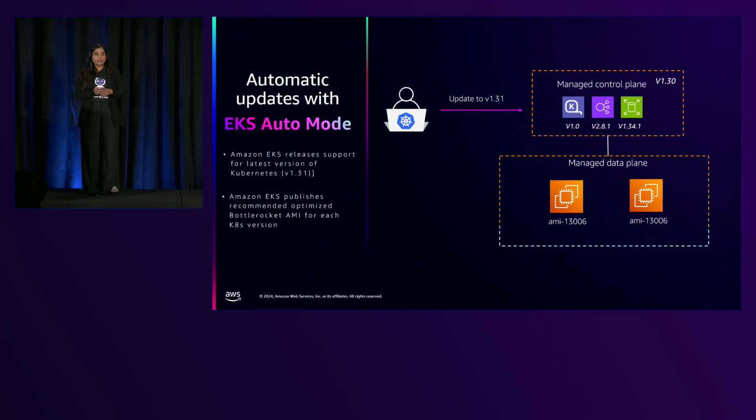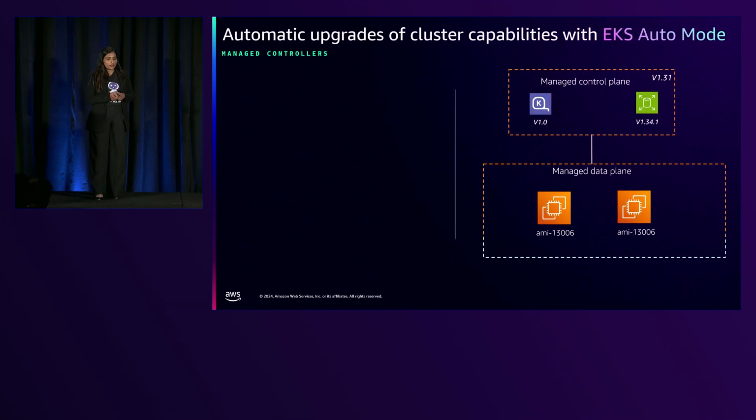We highly encourage you to do the testing in your lower environments and run our upgrade insights checks to make sure that your applications are still going to work with the latest version of Kubernetes. When we release a new version of Kubernetes, we also publish the recommended optimized Bottlerocket AMI for each version. And when that latest AMI is released, that's when the action is going to happen.